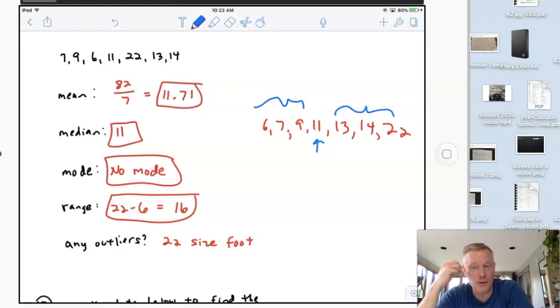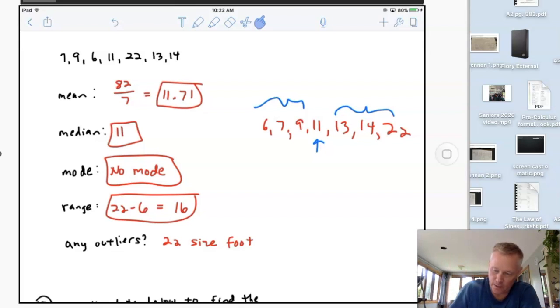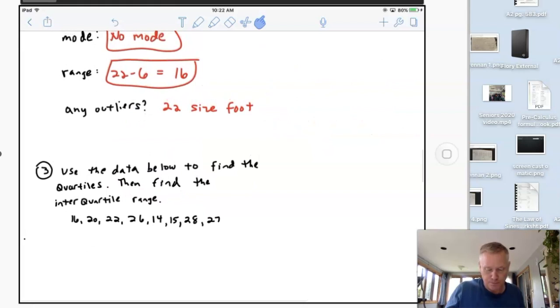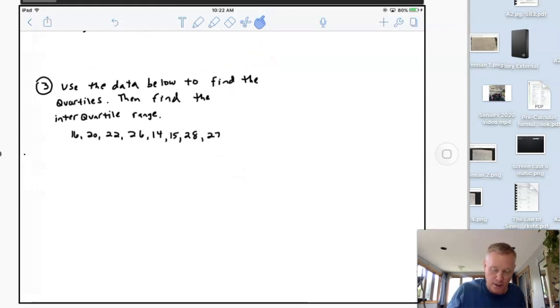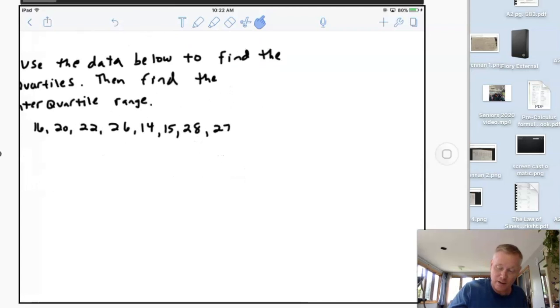Size 22 foot, you don't bump into those people very often. They're just very rare. I mean, I think most 14 wouldn't be an outlier because there's a lot of people that have a size 14 foot these days. But 22, man, that's an outlier. That's a huge foot. That's like clown feet kind of big, all right? And that's probably a very big person also. Anyway, so number 3, use the data below to find the quartiles and then find the interquartile range.